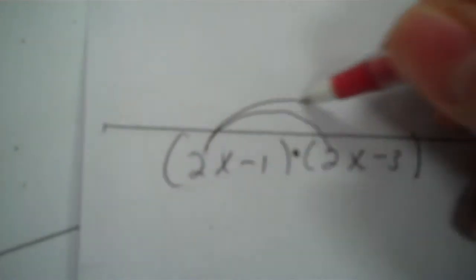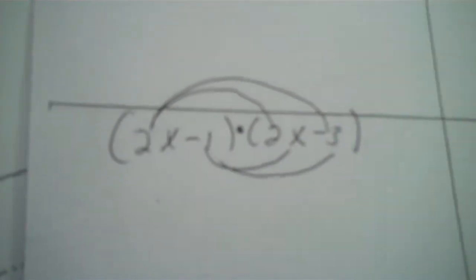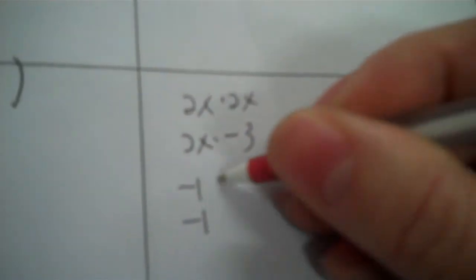Now, to prove why that's correct, if I multiply this, distribute 2x to 2x, 2x to negative 3. Just watch this. And then negative 1 to 2x, negative 1 to negative 3. It's 4x to the second, negative 6x, negative 2x, and positive 3.